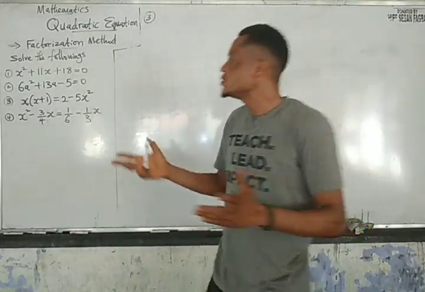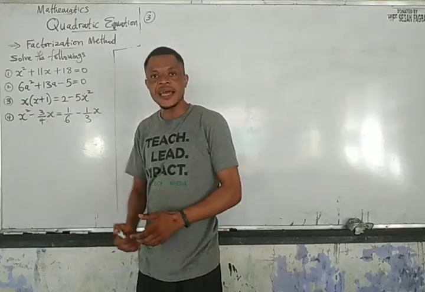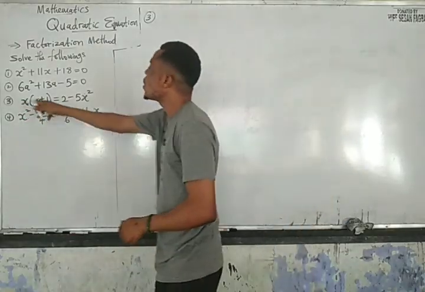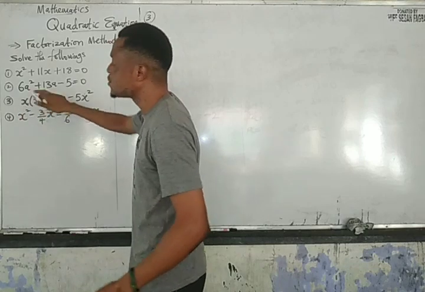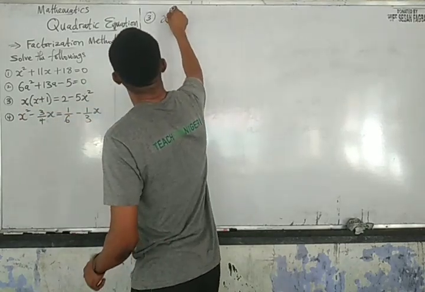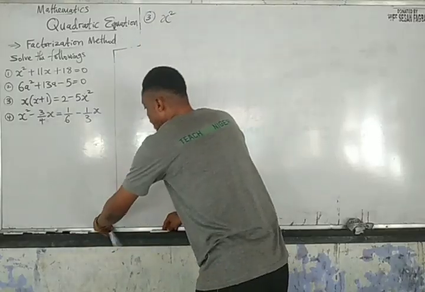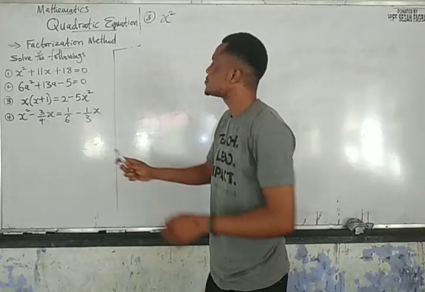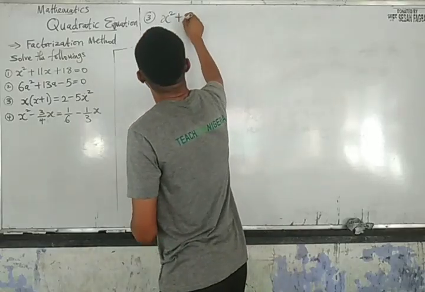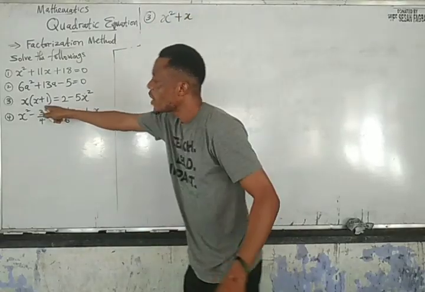So the third one, here we are going to first open the bracket as if we are working on algebraic process. So x multiplied by x, then x multiplied by 1. So x multiplied by x will give us x squared, and after that x multiplied by 1 will give us x. We are clear with this.